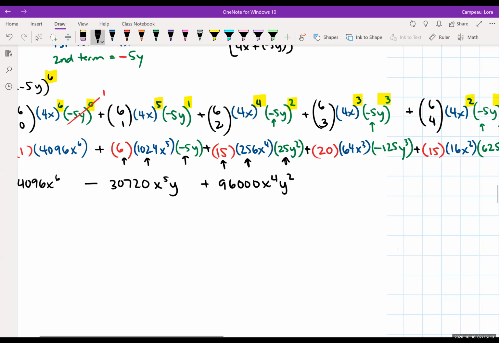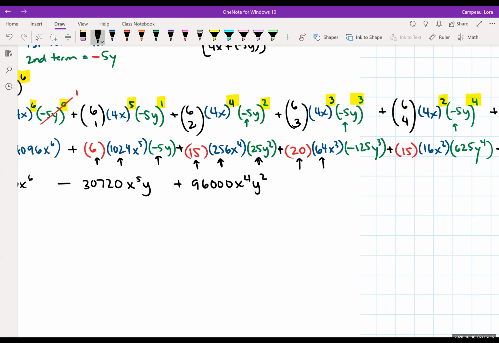Now the next term, you're probably getting the pattern already. There's alternating signs. We do have a negative or minus, and we'd be multiplying 20 by 64 by 125 to get 160,000. Don't forget your variable factors, x cubed, y cubed.